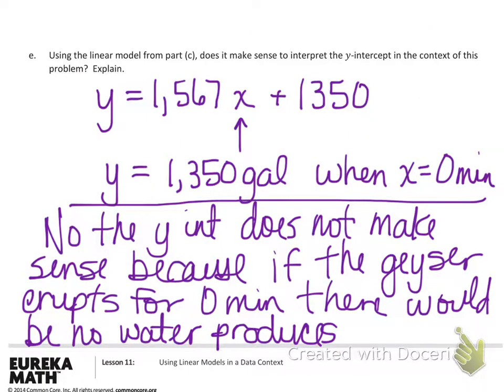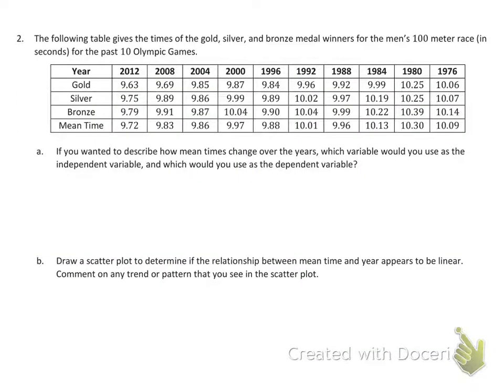Okay, let's look at our next example. Our next exercise has to do with the times for the men's 100-meter race in the Olympics. The following table gives the times of the gold, silver, and bronze medal winners for the men's 100-meter race in seconds for the past 10 Olympic Games.